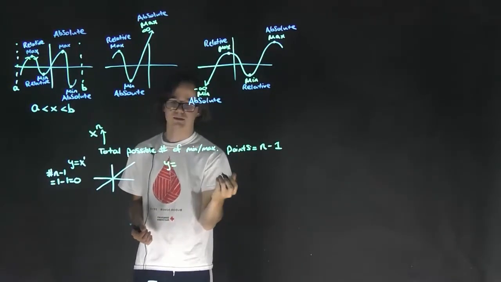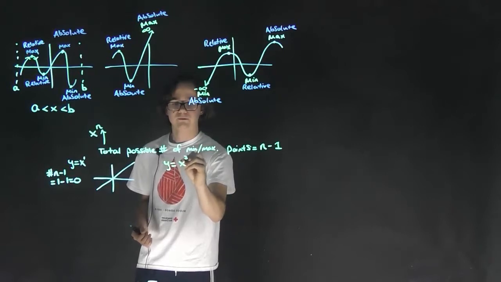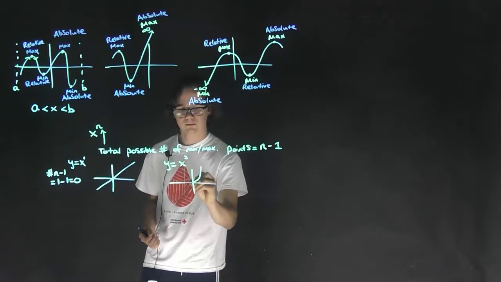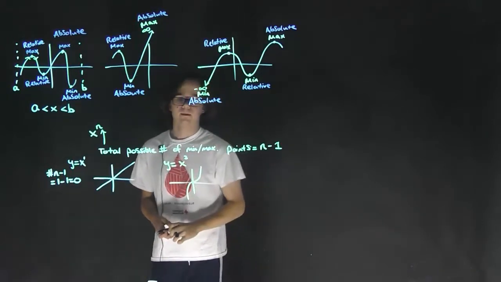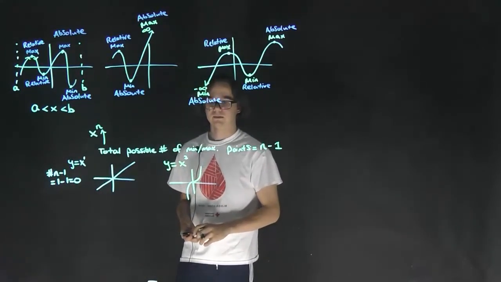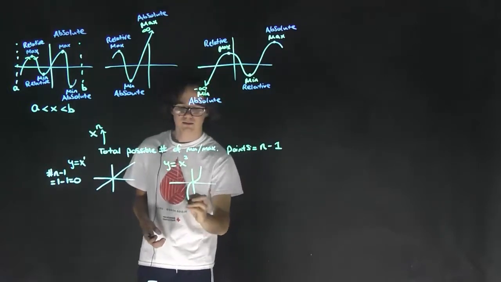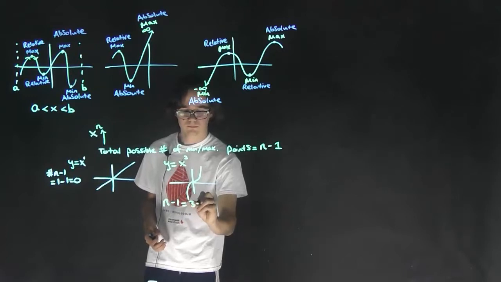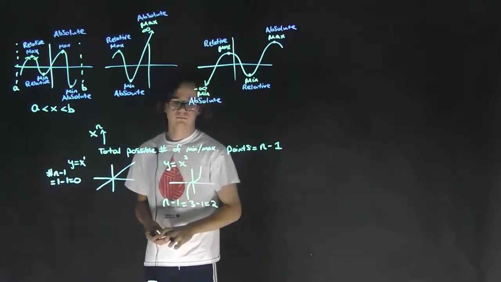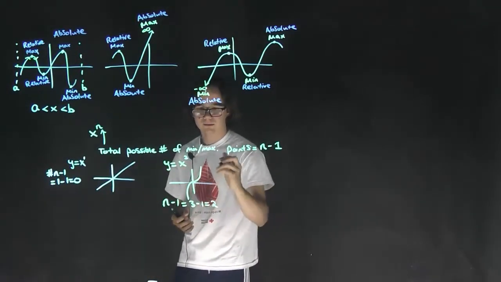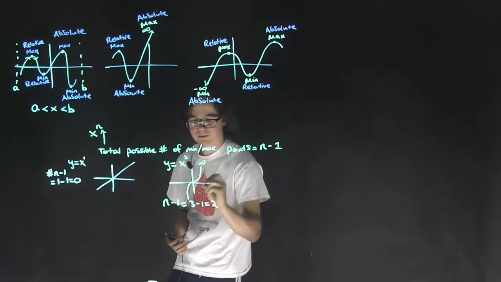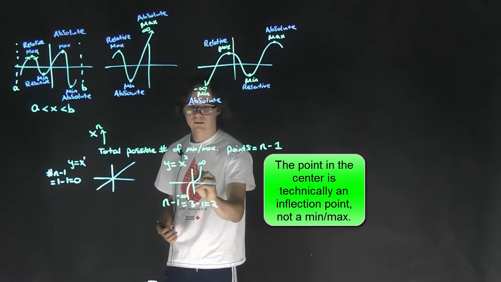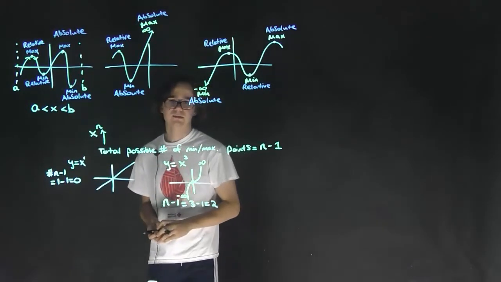And if we look at something like x cubed, well, this is how x cubed looks. And we see that the total possible number could be 2. And right here, we have one going to infinity, one going to negative infinity, and one technically in the center.